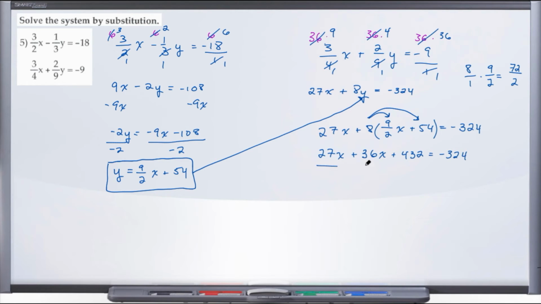All right, let's go ahead and combine our like terms, and let's move this 432 to the other side. So when we add 27x plus 36x, we get 63x. And we've moved our 432 over. And so negative 324 minus 432 is going to give us a negative 756. And lastly, if we're going to solve for x, we'll divide by 63, divide by 63. And so x equals negative 12.